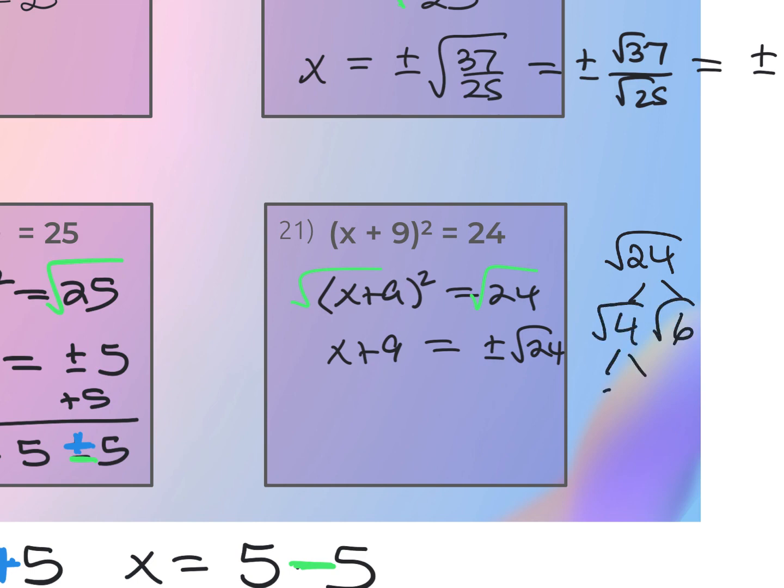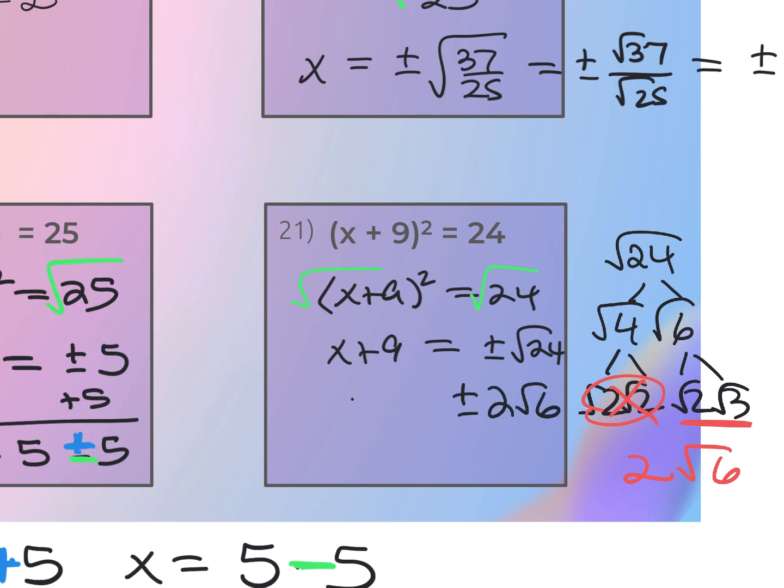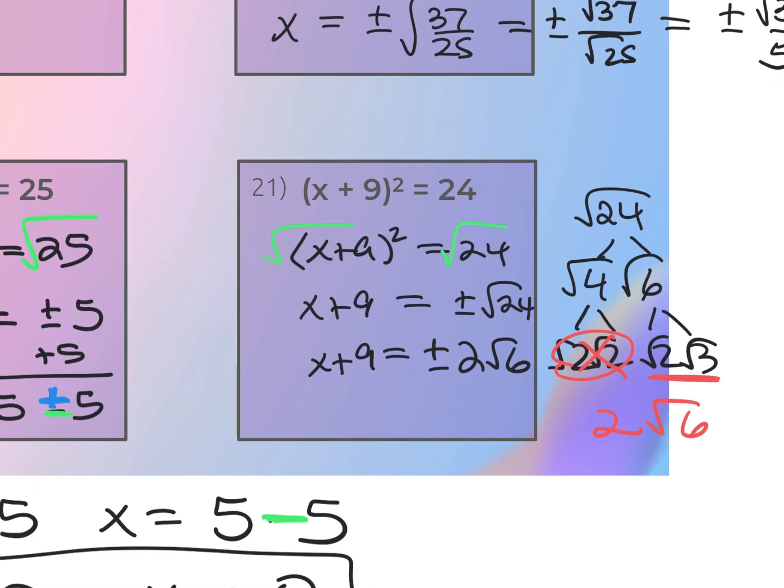Now, if you want to go ahead and go all the way down to prime, look for your pairs. I got a pair of 2's, so a 2 comes out. No pairs here, multiply them back. So the square root of 24 is plus or minus 2 radical 6. And now I need to isolate x, so I subtract 9. And the final answer is x is equal to negative 9 plus or minus 2 radical 6.